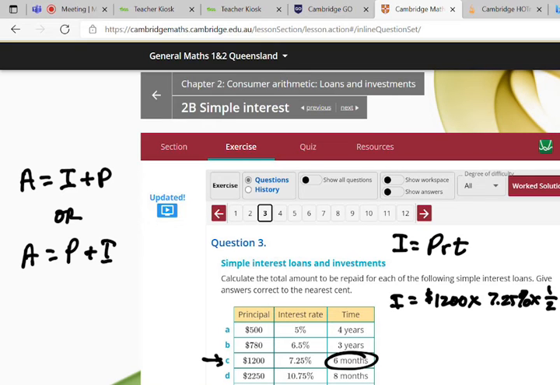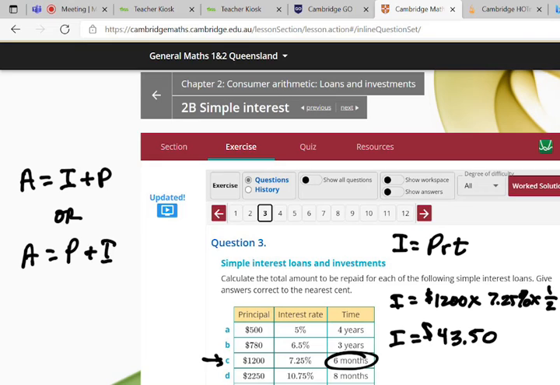Tell us what we get for the amount of interest then, please. So how much interest did you get when you did that? 43.5, and of course we're dealing with money, so that's 43.50, and of course it's in dollars. Okay, make sure you put your units on there.